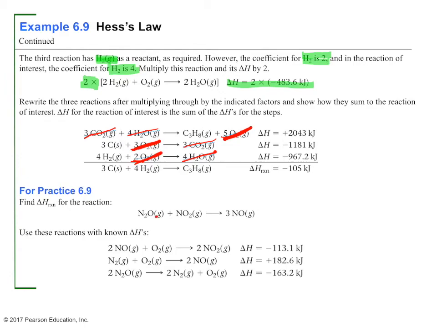Okay, so to find the delta H for the reaction, again, you have to make sure that N2O is on the correct side, NO2 is on the correct side, and 3 NOs are on the other side, and that they have the correct coefficients and such.